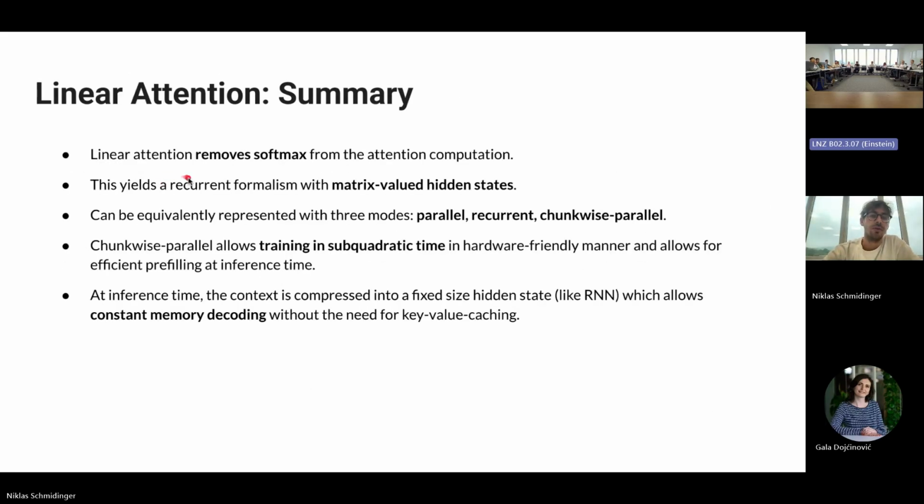Basically, the summary here again. Linear attention removes softmax from the attention computation. This then gives us a recurrent formulation with a matrix-valued hidden state. So this is new. We have a lot more memory capacity because we don't store in vectors, but in little matrices. This can be represented with three modes: parallel mode, recurrent mode, and chunkwise parallel mode. The chunkwise parallel mode allows us to train in subquadratic time in a hardware-friendly manner, and this allows for efficient pre-filling at inference time. Then at generation time, you switch to RNN mode and generate one word after another. So you can switch between these modes, which gives us a lot of flexibility.